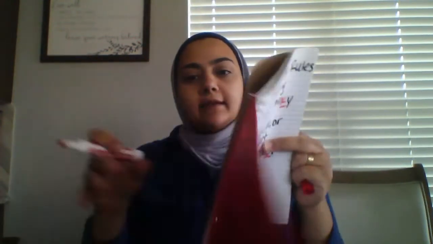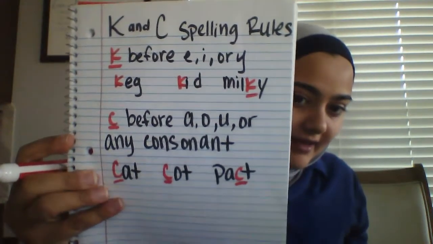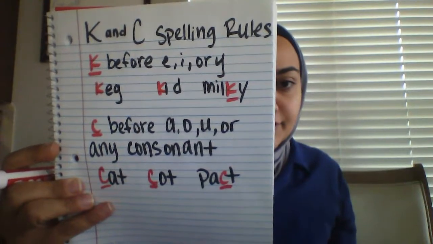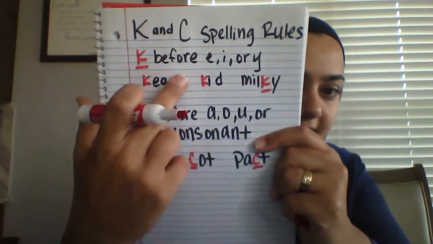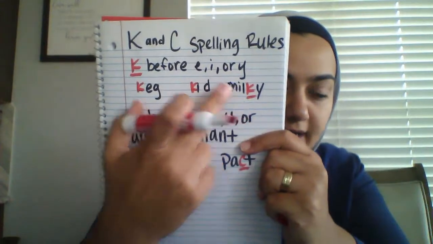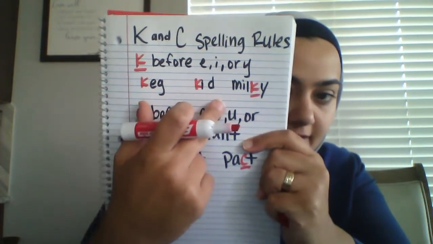You're going to need that today. The Saxon rules, right? So you're going to go ahead and write this new rule down. K and C spelling rules. So you use a K if it comes before the E, I, or Y. Like here's an example: keg, kid, milky.